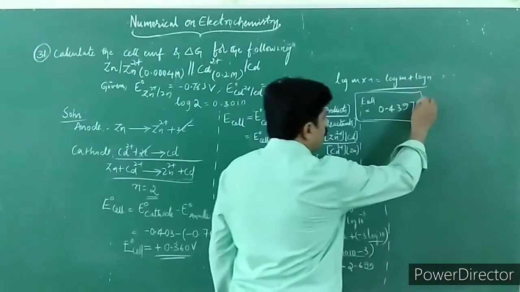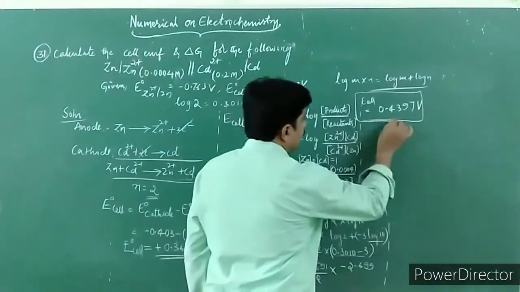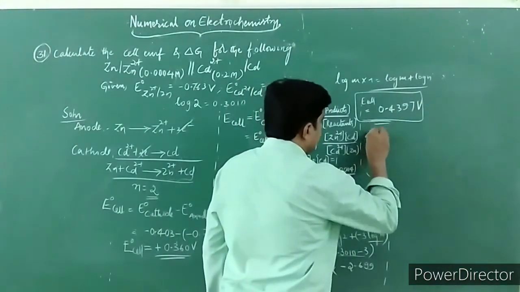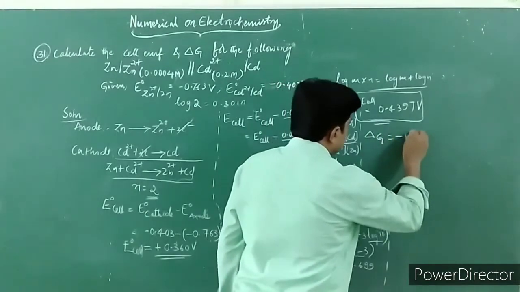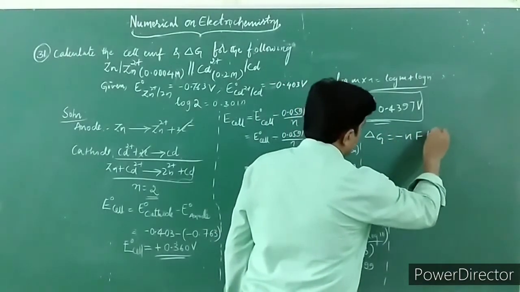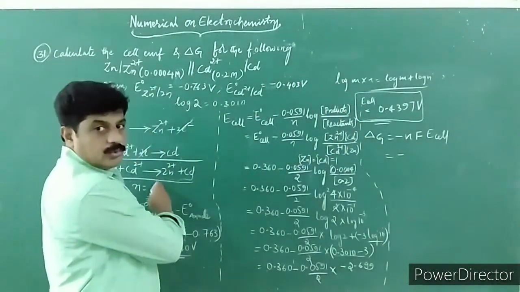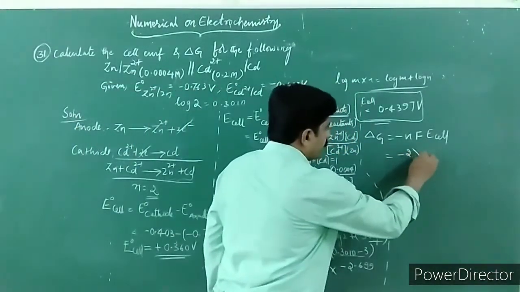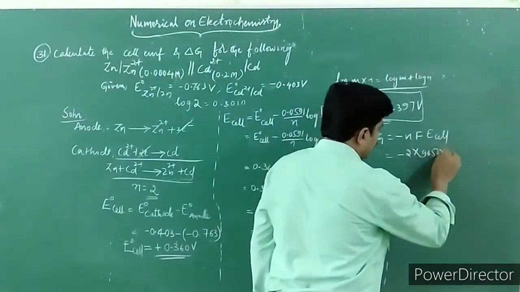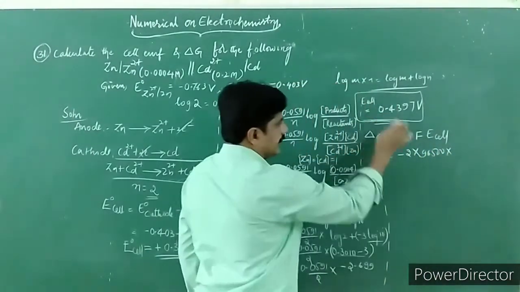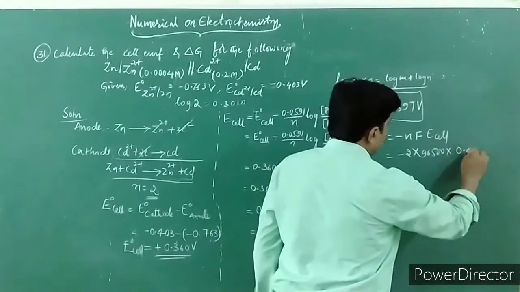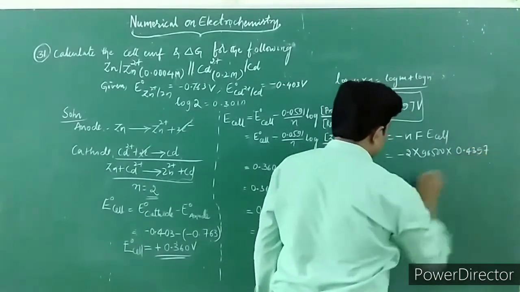The unit is volts. Children, once you get the E cell, now I will go for delta G is equal to minus N into F into E cell. Now N is how much here? N is equal to 2, is it not? 2 into 96,500 into E cell, which is equal to 0.4397 volts.